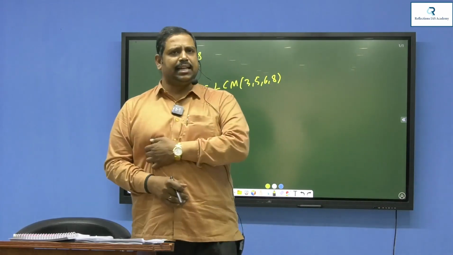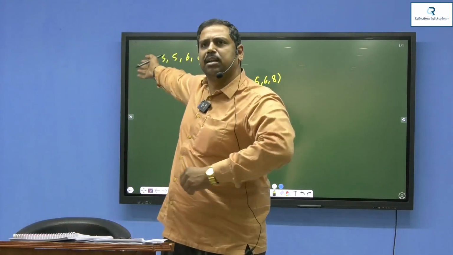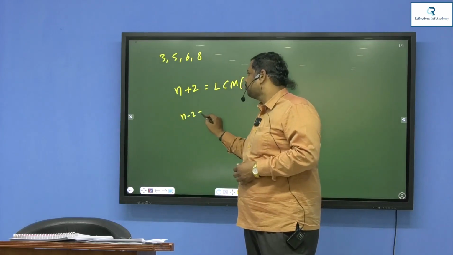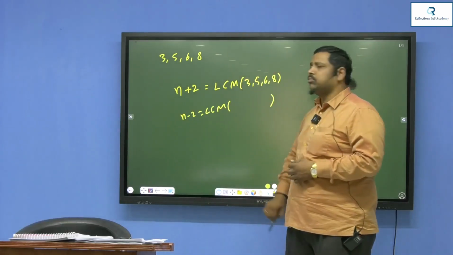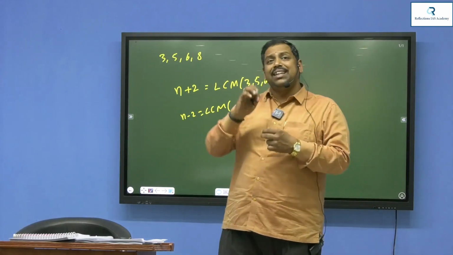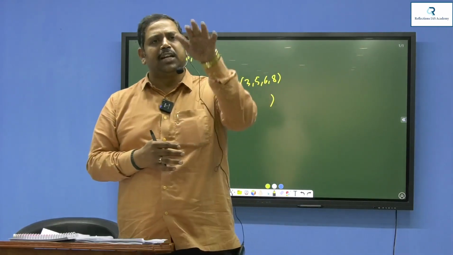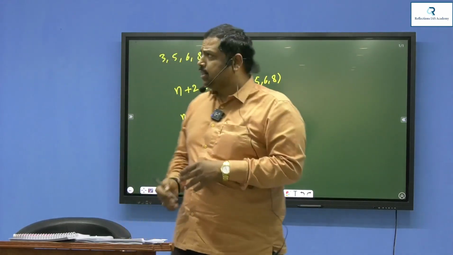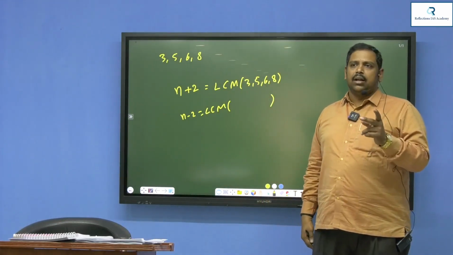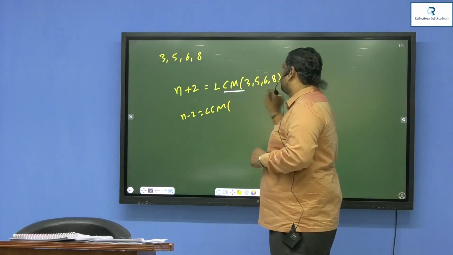Suppose the same question says, find the least number which when reduced by 2 is exactly divisible by these numbers. Can he ask a question like that? Then tell me, will you write n plus 2 or n minus 2 is the LCM of so and so? Good. Now suppose in the same question he asks to find the second least number, not the least number, which when reduced by 2 is exactly divisible by 3, 5, 6, 8. Is he asking about the least one or the second least one? Anyhow I have to take either a common multiple or the least common multiple.